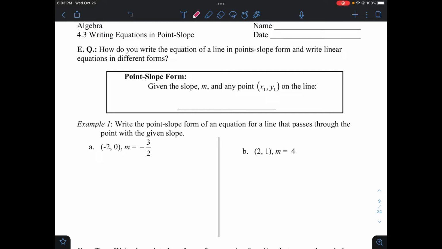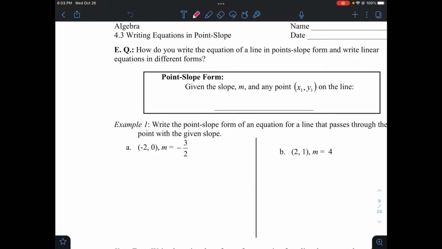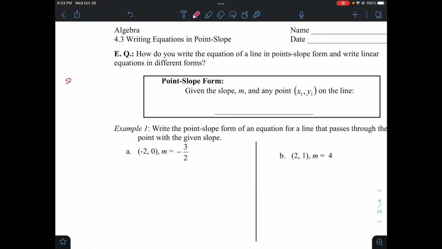Today's lesson is section 4.3, writing equations in point-slope form. So we have slope-intercept form, so let's write that down so we don't forget. Okay, and for slope-intercept form, that's y = mx + b, where m is the slope and b is the y-intercept. Hence why they called it slope-intercept. We need the slope and the y-intercept to write the equation of a line.